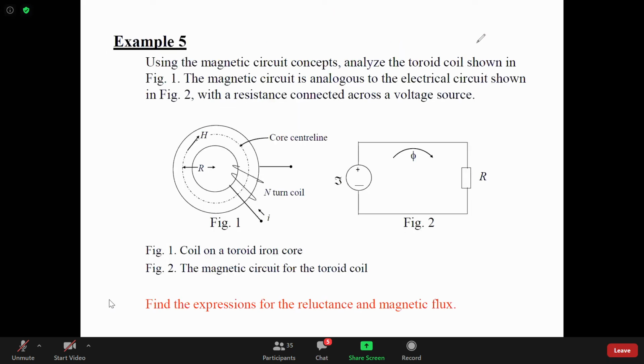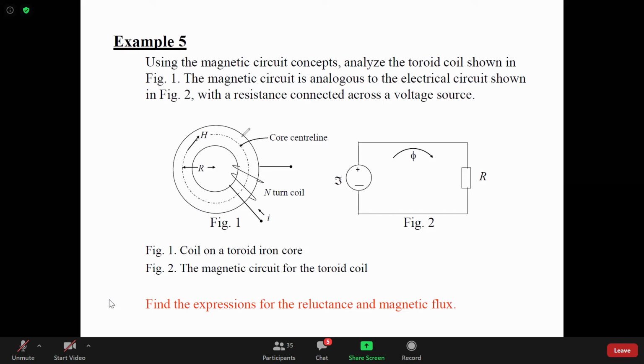Example 5. Using the magnetic circuit concept, analyze the toroid coil shown in figure 1. The magnetic circuit is analogous to an electric circuit. We don't have a numerical problem here, just a small discussion about the circuit. Nothing new, but here it's a donut shape. This is just to explain that it's not always a rectangular shape that you might deal with in magnetic circuits. So the main difference here will be in the cross-sectional area and the average length.